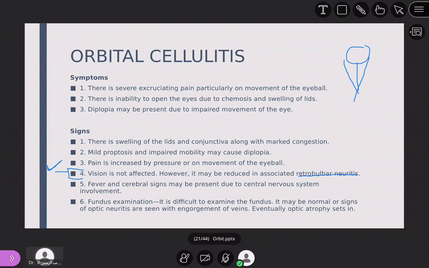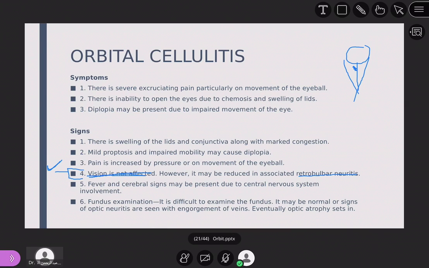If we have inflammation affecting the optic nerve, either directly or by the inflammatory process, or by the edema compressing the optic nerve, the vision will be affected. So this is not completely, I took it completely from the book.